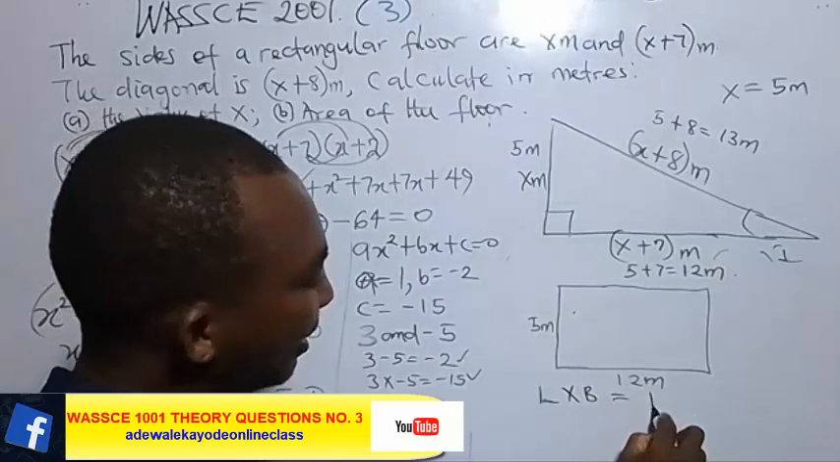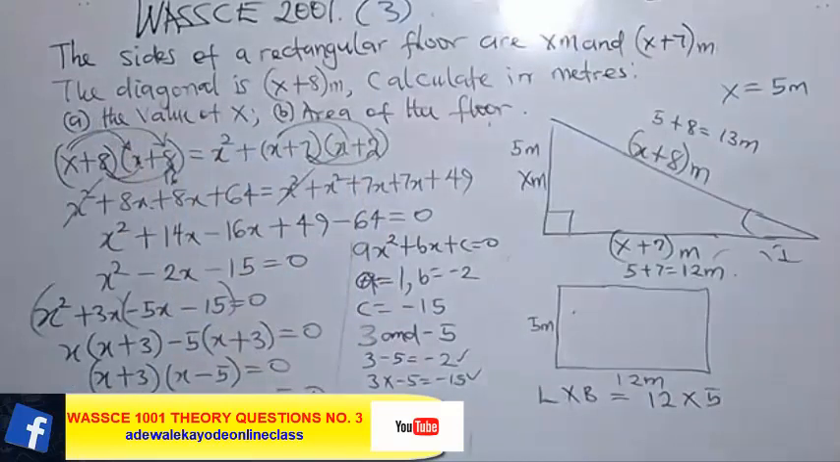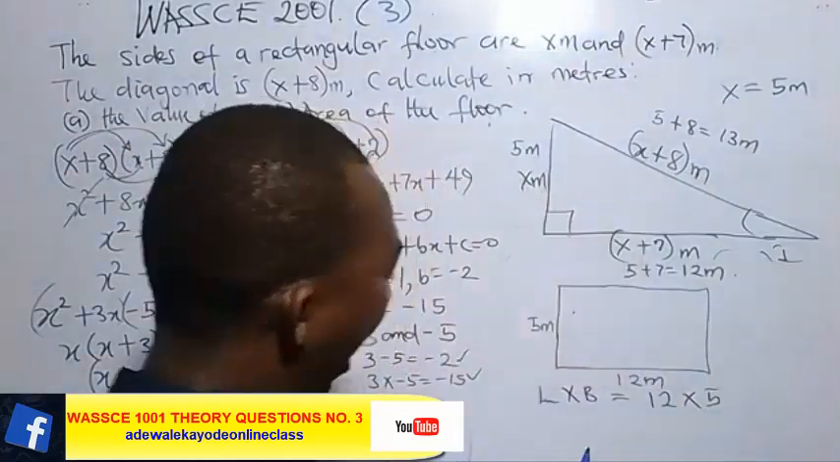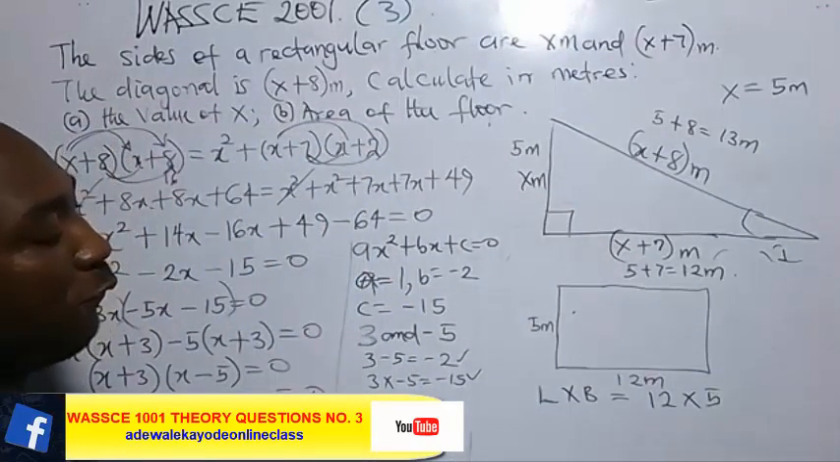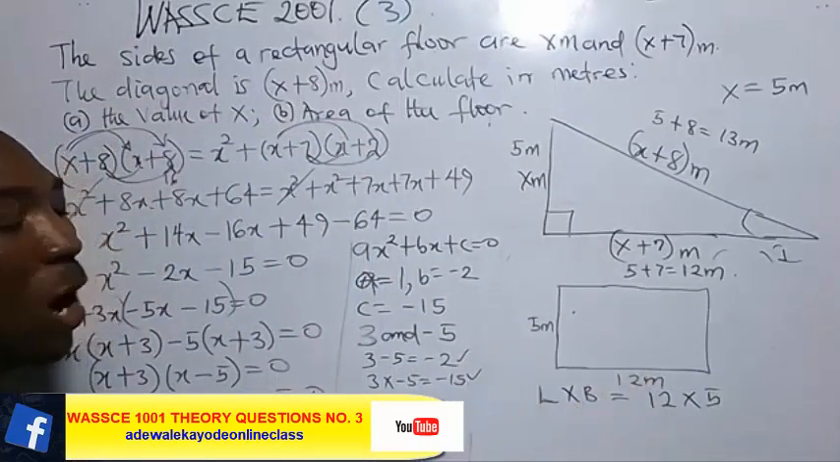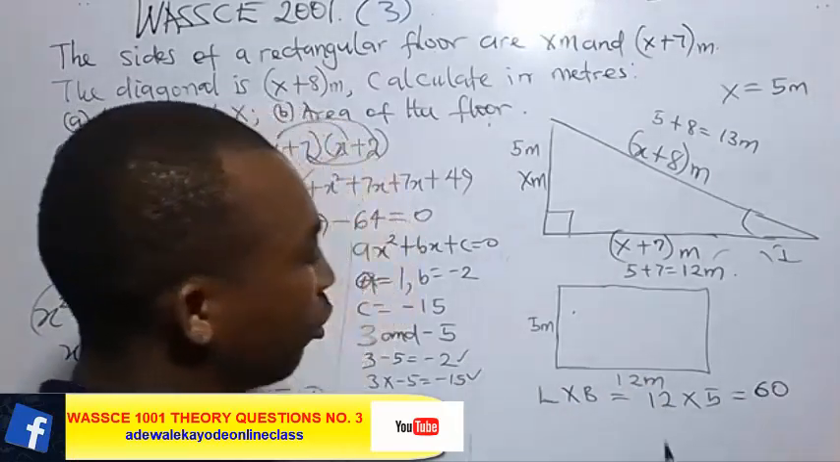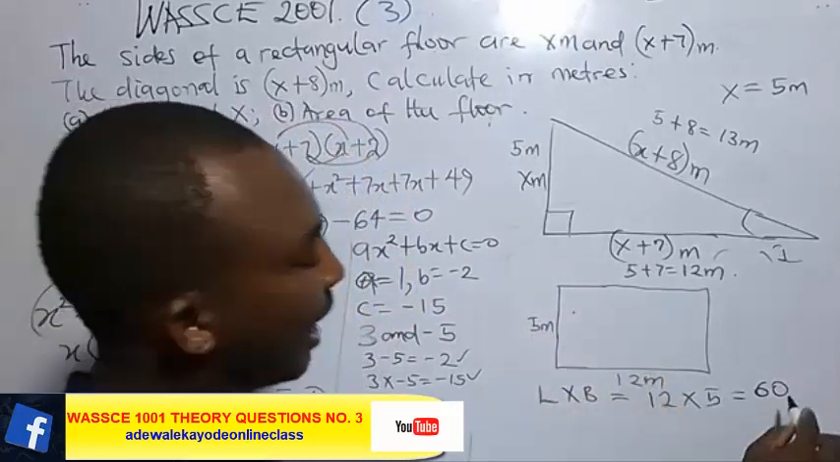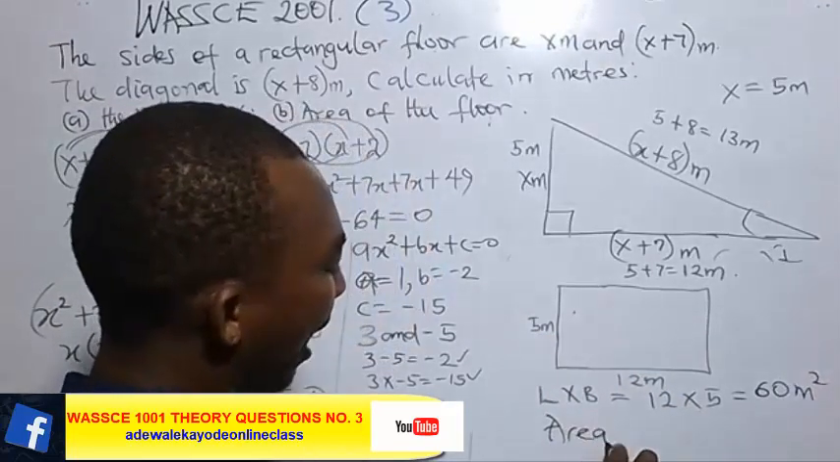So what is our length? That is 12 multiplied by what? 5. So what is 12 times 5? And that will give us 60. And don't forget, meter multiplied by meter, that will give us what? Meter square. So that means our area is equals to 60 meter square. Don't forget this unit. The meter square is very, very important. If you don't put it, your scores may be what?